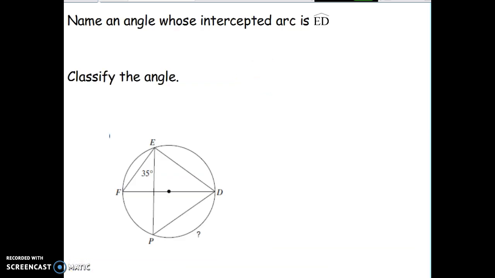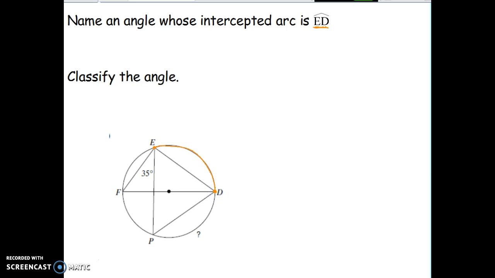On this page, we want to go the opposite direction. So what we've been doing is we've been given an angle and then finding the intercepted arc. In this one, we're given the intercepted arc, and we want to figure out an angle who intercepts that arc. So first what we want to do is find out where this arc is. This is ED. It's got 2 letters, so we know that it is a minor arc. So we're going to start at E, and we're going to go to D.